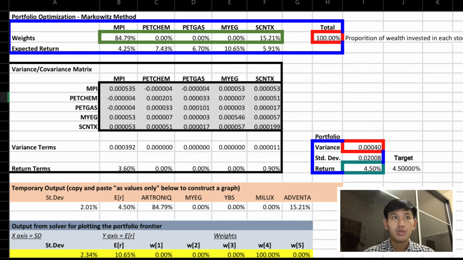Okay, so in this sheet, we find the portfolio optimization by using the Markowitz method. So the first thing we must do is we find the variance and the covariance matrix, to find the variance, standard deviation, and also return. To find the variance, we simply add the variance terms and we get the sum of the variance is 0.008%. For the standard deviation, we square root the variance and we get 0.92%. And for the return, we simply add all the 5 of the return terms and we get 0.12%.